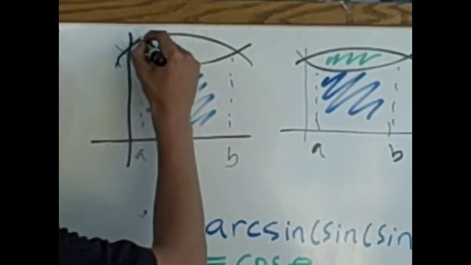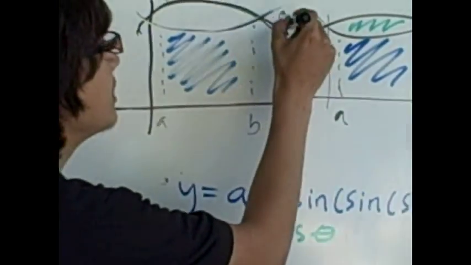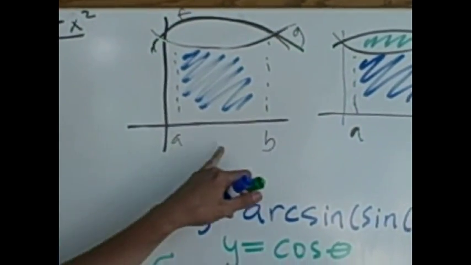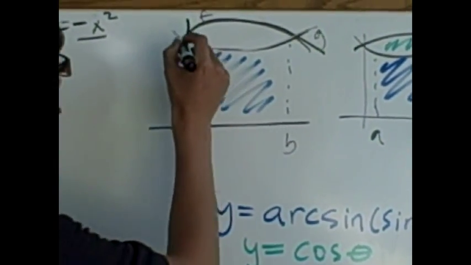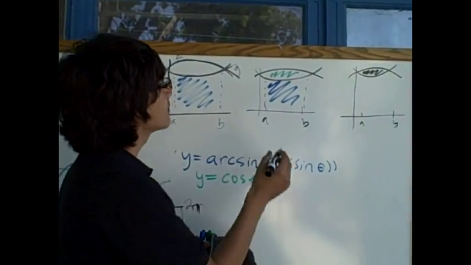Here we have this function here, let's call that f. And we have this function right here, let's call that g. So if you were trying to find the area from a to b of g, it would be everything under g, which is what's in blue. Now let's move on to the next one.